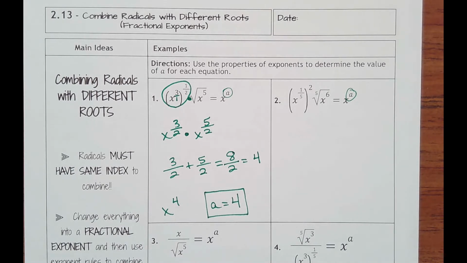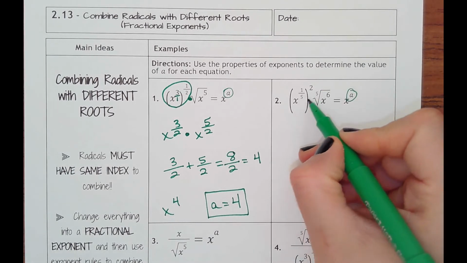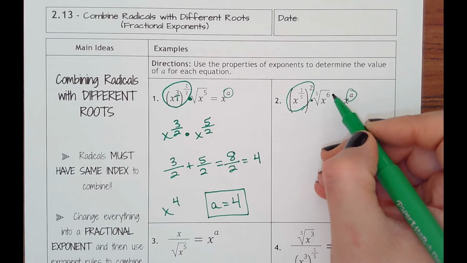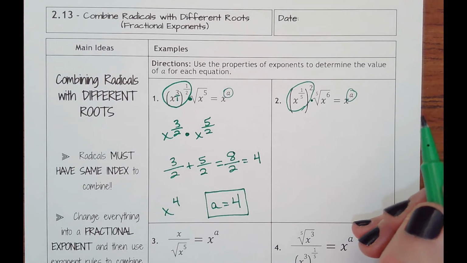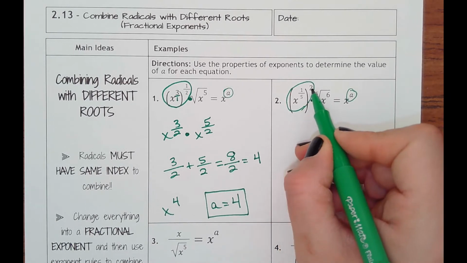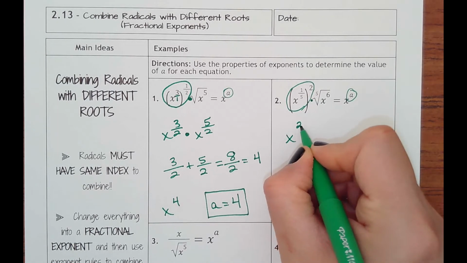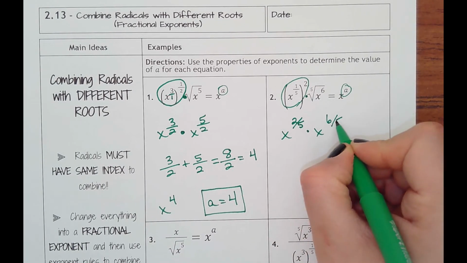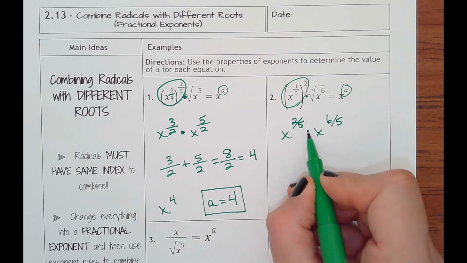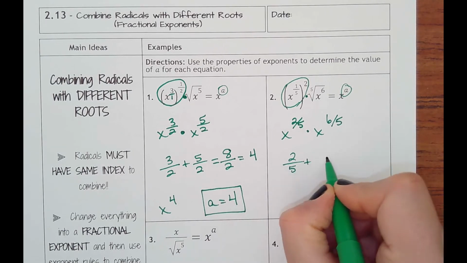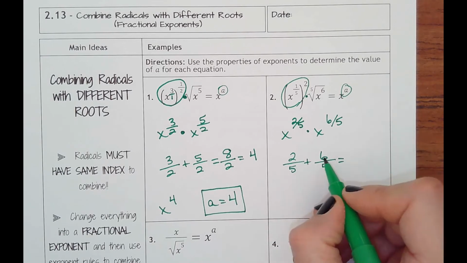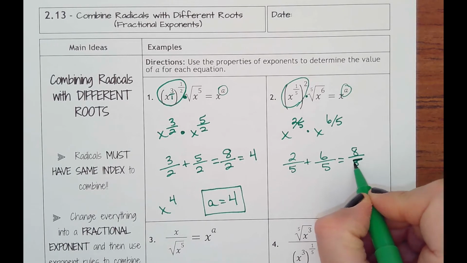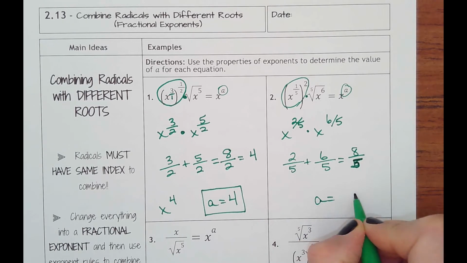Number 2 is very similar to that. We would do our power rule first, and then we'll multiply times this. We'll write it as an exponent with a radical, with a fractional power. We would have 2/5 as our power times x to the 6/5. And then since we're multiplying, we would add 2/5 plus 6/5 should be 8/5. Oh my goodness, why did I write a 3? 8/5. So that's what our a value is.